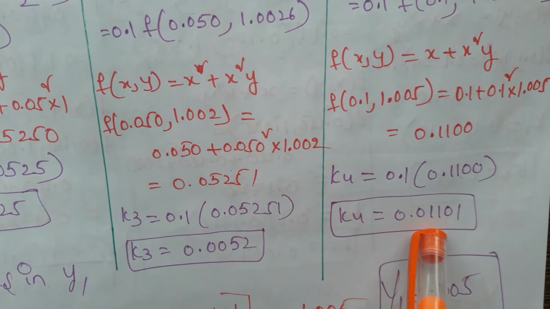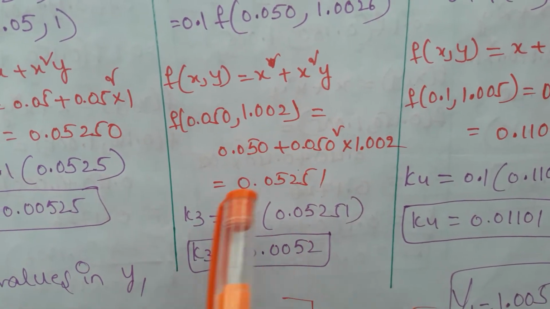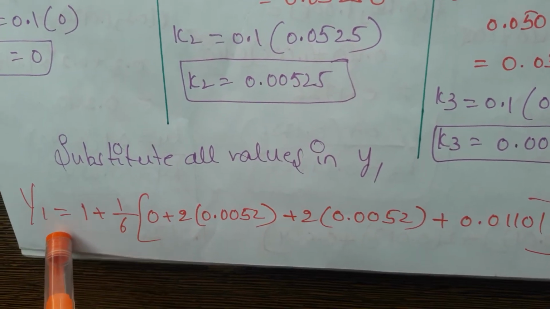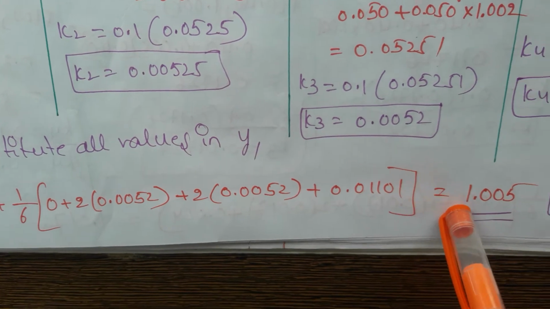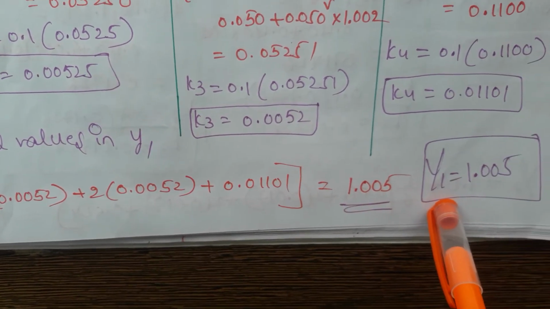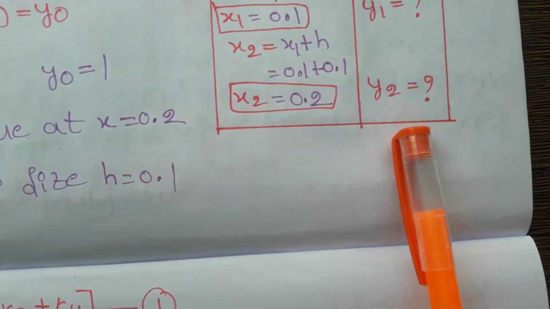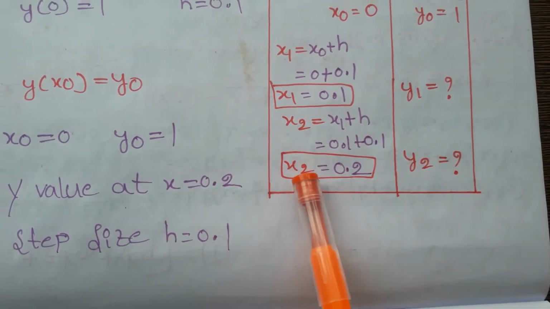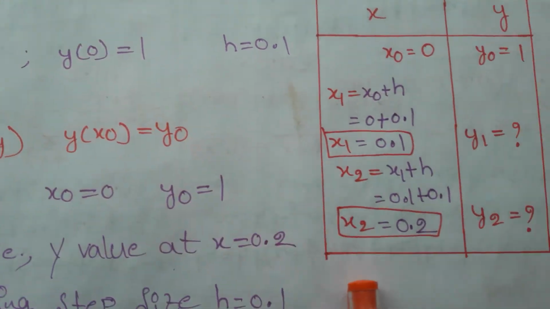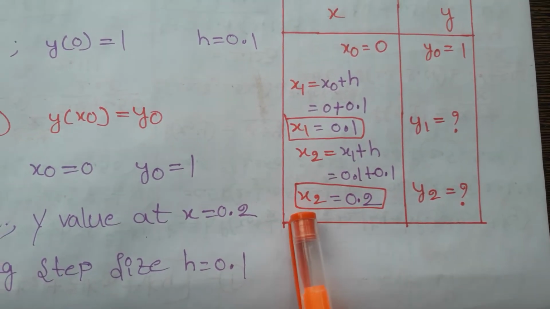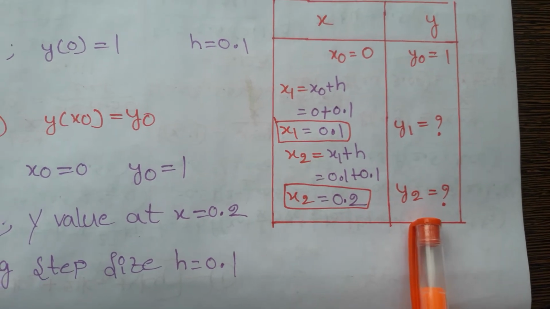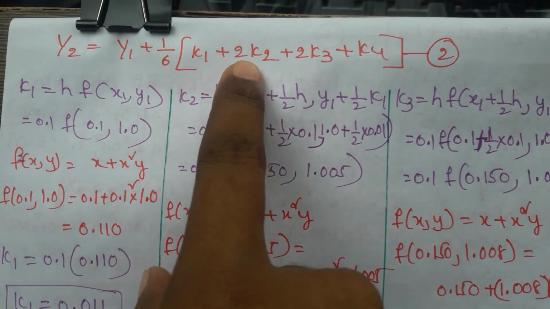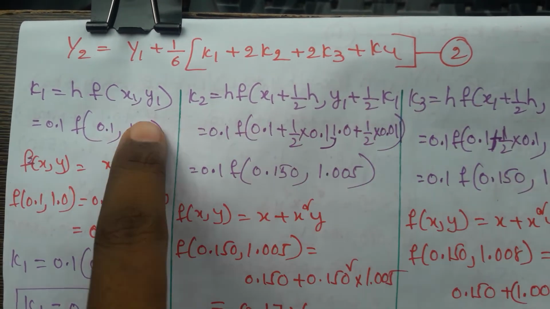You get 0.01101. So the k1, k2, k3, k4 values we need to substitute in the y1 equation. This is the y1 equation. By substituting all values we get 1.005. This is y1. But here we need to find the y1 value and the y2 value. So x2, y of 0.2, is this. We need to find y2. For y2 this is the formula: y1 plus 1 by 6 into k1 plus 2k2 plus 2k3 plus k4.